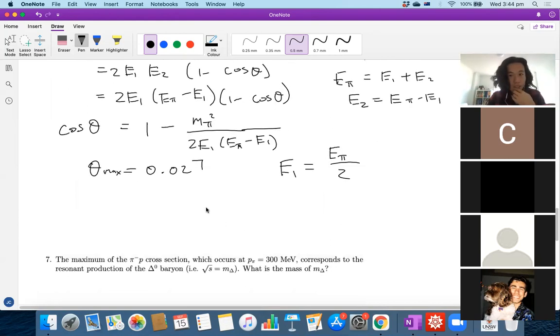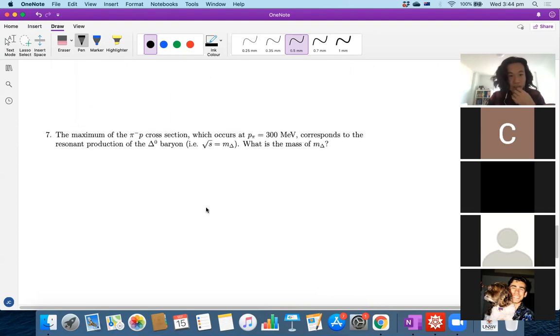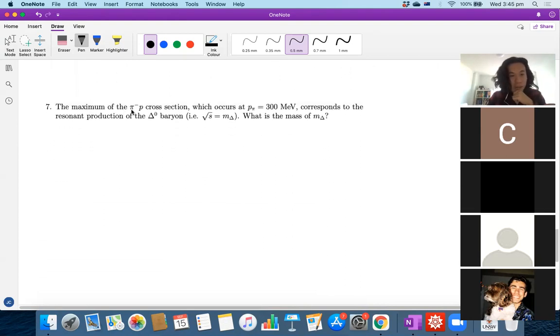All right, let's move on for now. All right, question 7. The maximum of the pi minus proton cross section, which occurs at this pion momentum, corresponds to the resonant production of a delta zero baryon. That tells us that this resonant production is equivalent to saying that the mass is equal to the center of mass energy of the incoming two particles that are colliding.